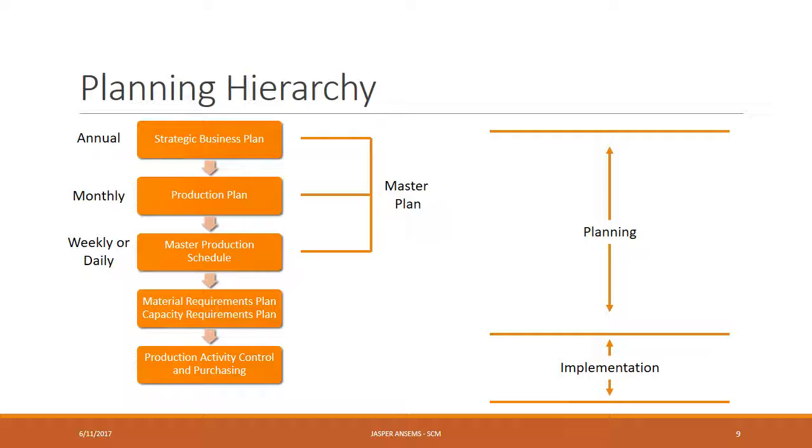The planning hierarchy starts with annual planning, the strategic business plan, which comes to a monthly production plan, and that comes to a weekly or daily master production schedule. The first three things are all involved in the master plan. Next up is the material requirements plan and capacity requirements plan, and those four things together are all planning. At the end is the production activity control and purchasing, and that's a part of the implementation, which is an ongoing process as well.